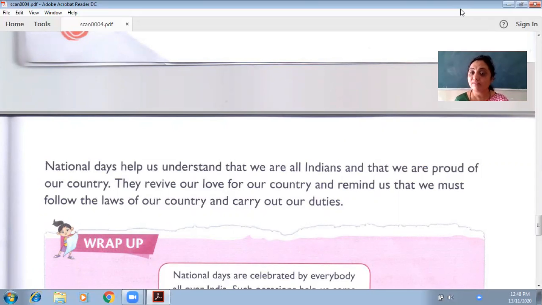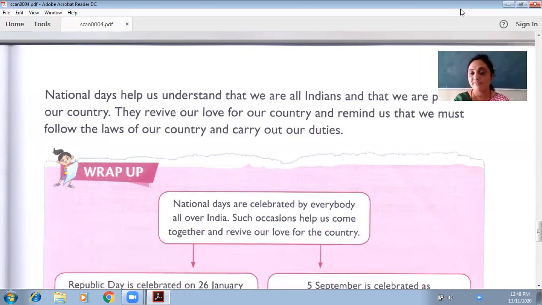So we have to love our country, and it reminds us that we must follow the laws. How are we going to follow the laws? We have to follow the laws and whatever duties we have, and by that we respect our country. Respecting the country is very important along with the celebration of the festivals. Okay, so let me wrap up the lesson.